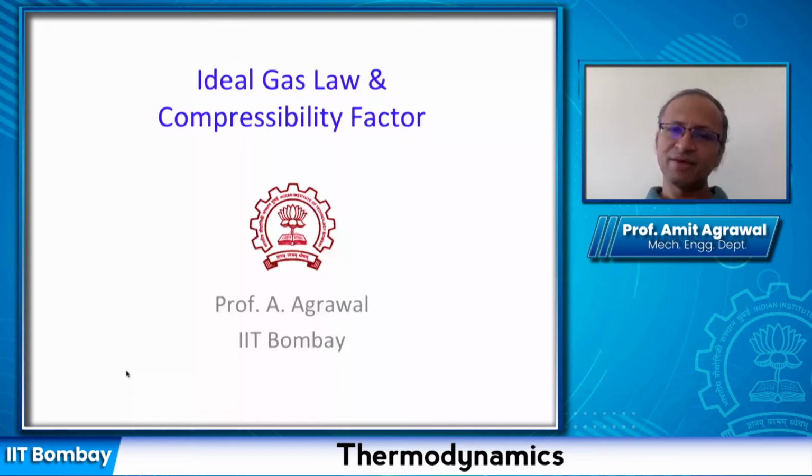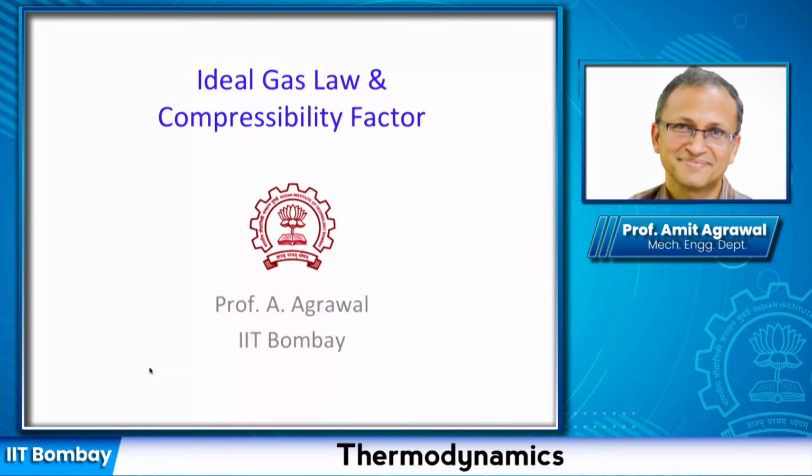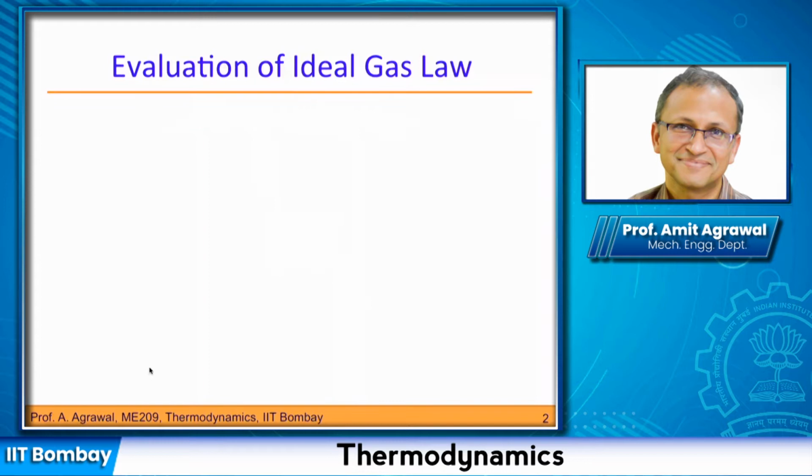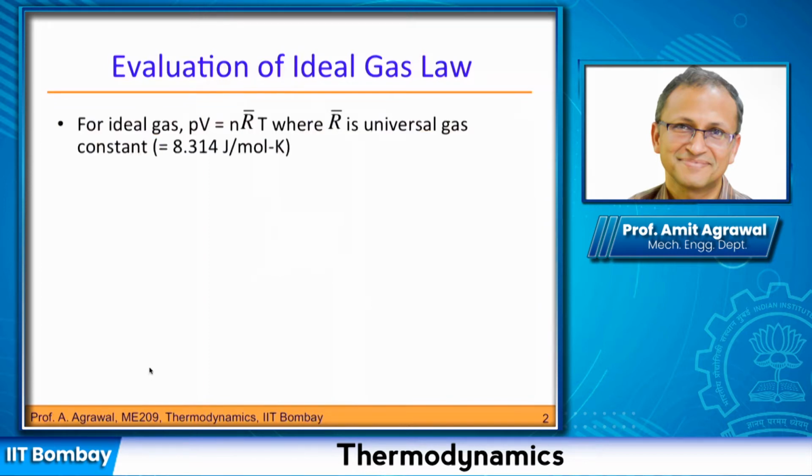So the ideal gas law and the compressibility factor is what we will be looking at in today's class. The first slide is essentially a recap of what we have done, first two slides maybe. So we know that the ideal gas law is PV = nRT, where R bar is what has been used here because we are going to use a slightly different R. So R bar here stands for the universal gas constant, which has a value of 8.314 joules per mole Kelvin.